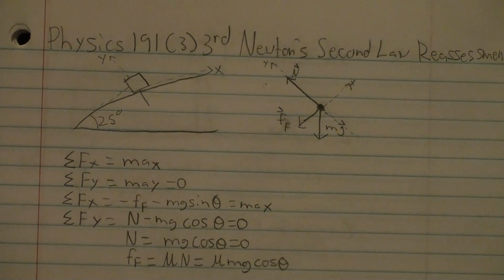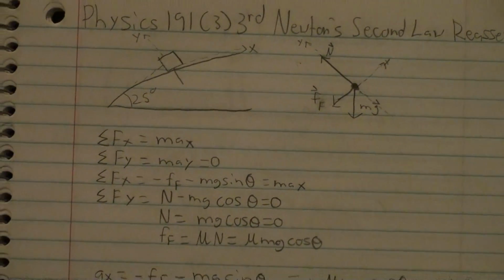The sum of the forces in the x direction is equal to negative friction force minus mg sine of angle theta, which is equal to the mass times acceleration in the x direction. And the sum of the forces in the y direction is the normal force minus mg cosine of angle theta, which is equal to 0. The normal force is equal to mg cosine of angle theta. And the frictional force is equal to mu times the normal force, which is equal to mu times mg times cosine of angle theta.